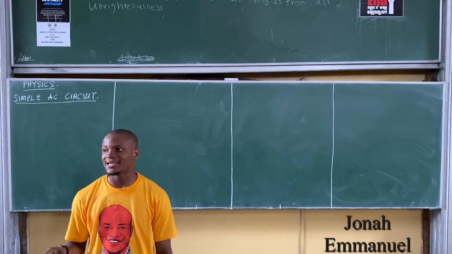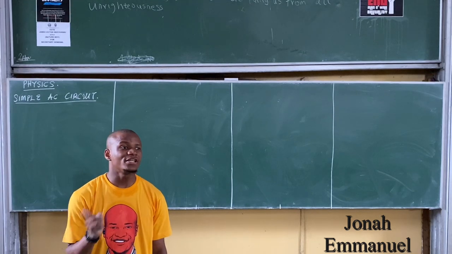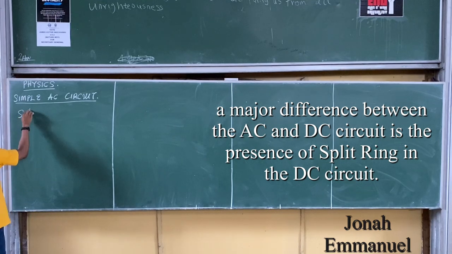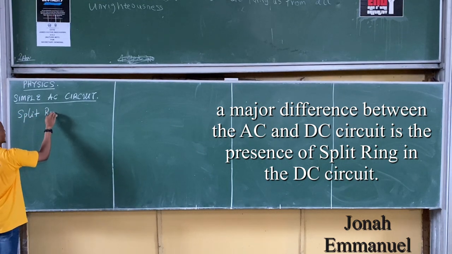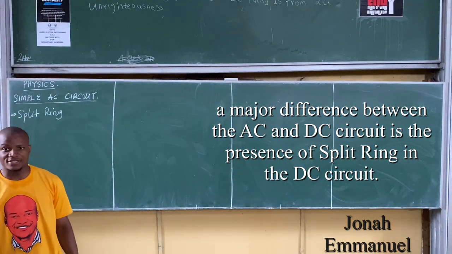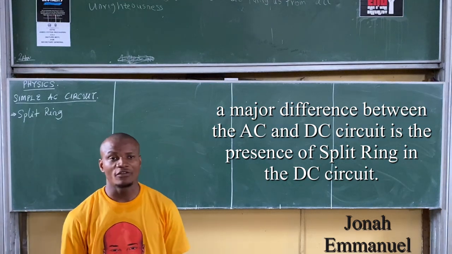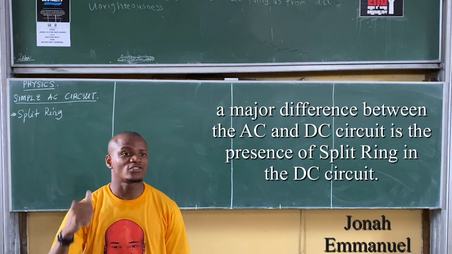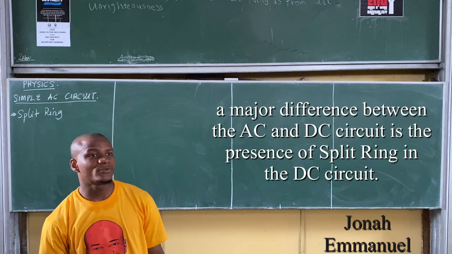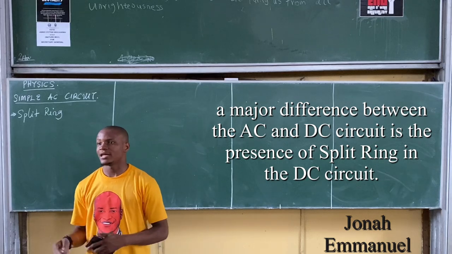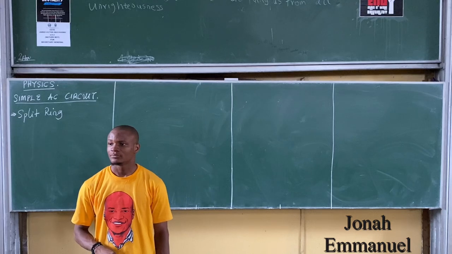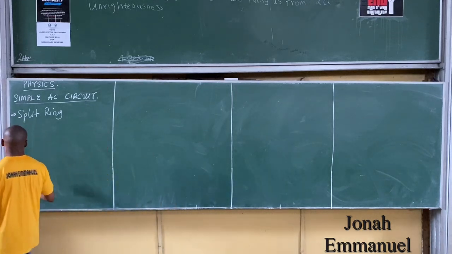One major difference between the AC circuit and the DC circuit is the possession of a split ring. Please, take note of this. It's a usual past question. You repeat it almost every time. One major difference between the AC circuit and the DC circuit is the possession of a split ring. That's note number one. Note number two.